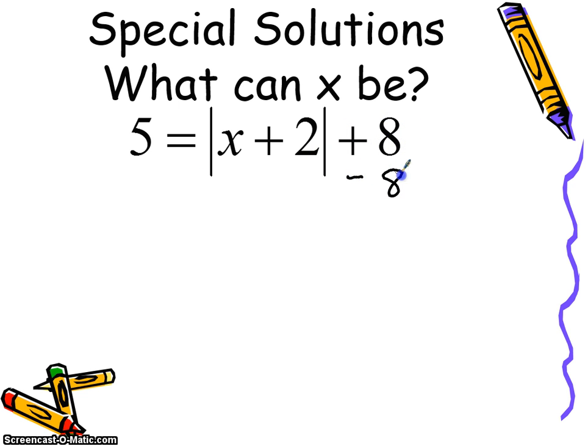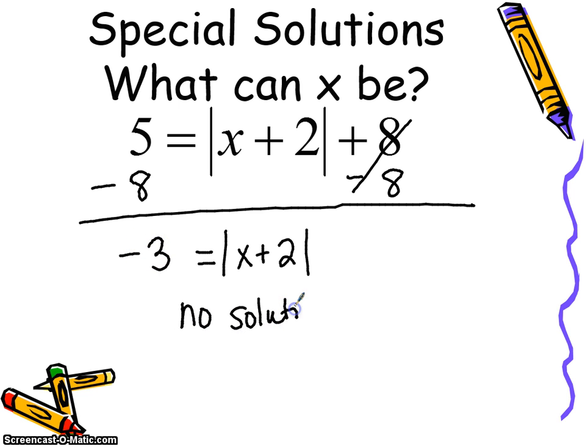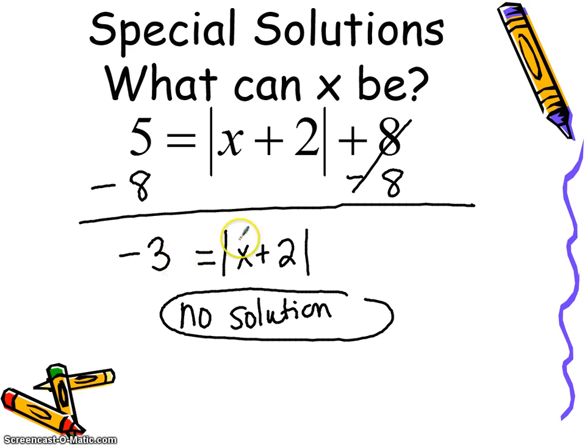So we subtract 8 from each side. Positive 8 minus 8 makes 0, so we get the absolute value of x plus 2 on this side, equal to 5 minus 8, which is negative 3. Can a distance be negative? No. So this has no solution. There is no value of the variable that you could ever put inside of there to get an absolute value of negative 3.